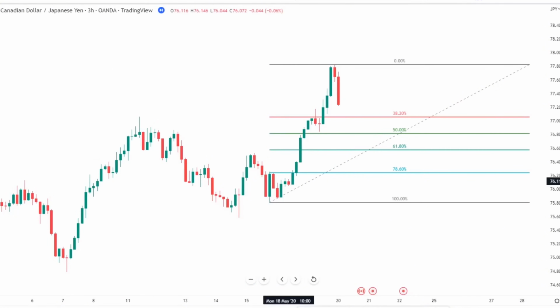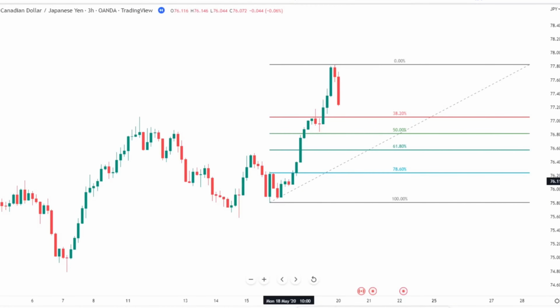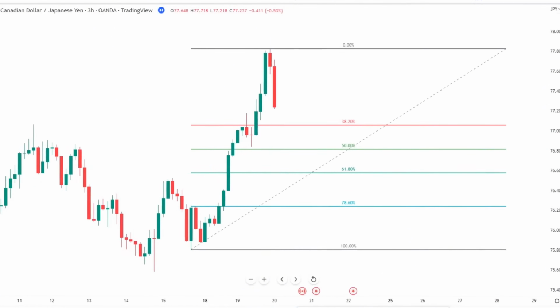The most important point to remember is to treat these levels exactly like support and resistance. Treat them as zones, not just thin lines. You cannot just jump into a trade simply because the price touched a level. You must wait for confirmation through price action. Let's look at an example.